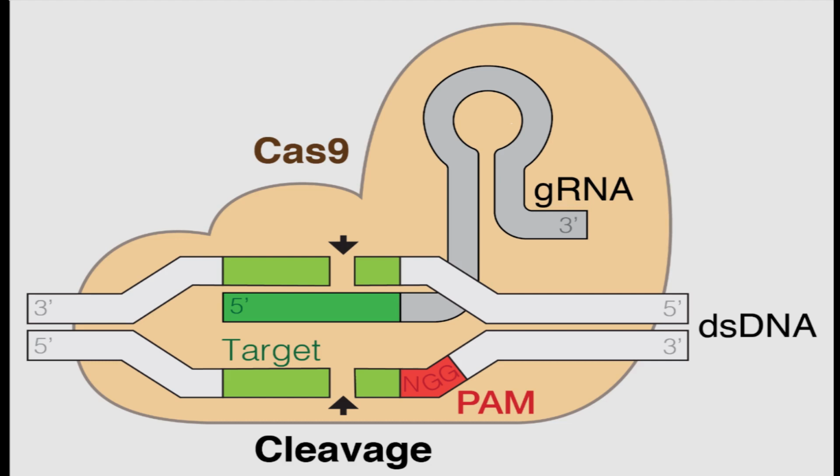Hey there. Have you heard of CRISPR? It's actually a pretty cool family of DNA sequences that can be found in bacteria and archaea. The name stands for clustered regularly interspaced short palindromic repeats. These sequences come from DNA fragments of bacteriophages, which are viruses that infect bacteria.